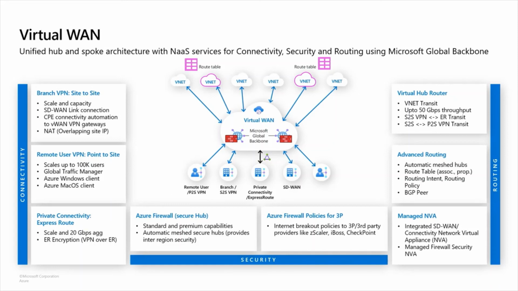You can have transit connectivity between branches and remote users. You can have transit connectivity between ExpressRoute and SD-WAN users. You can have transit connectivity across any of these spokes, which are VNets, branches, point-to-site users, or ExpressRoute or SD-WAN users. Additionally, we also support advanced routing. So you have the ability to propagate and associate route tables. You have also the ability to do routing intent and BGP peering, which I'm going to talk to you shortly after. Last, we also have the managed NVA solutions in Virtual WAN. These solutions are third-party or non-Microsoft solutions that are available in the Virtual WAN Hub.